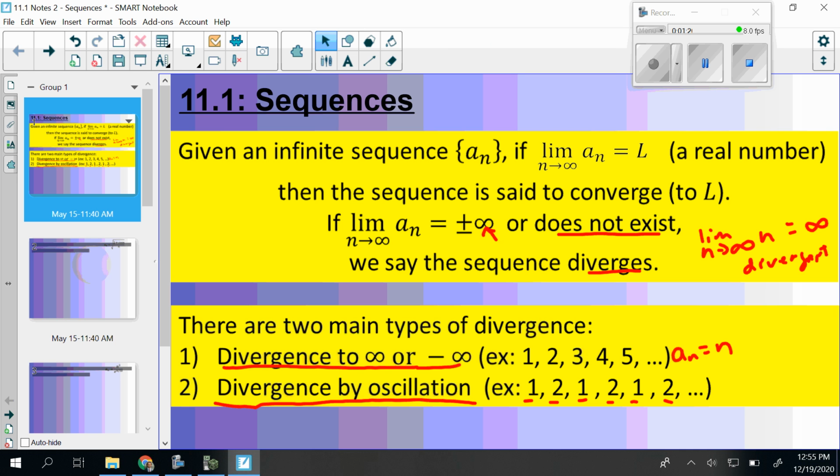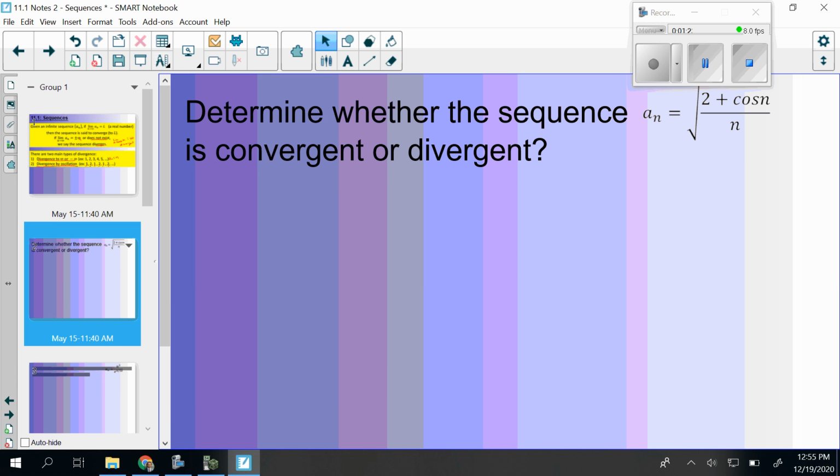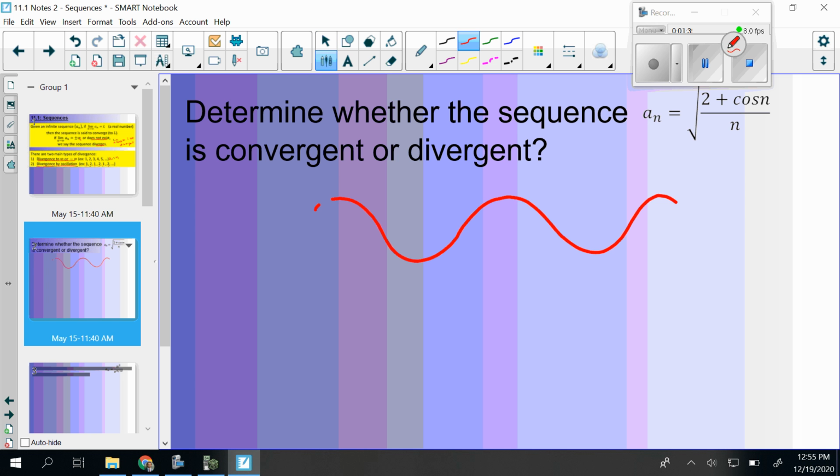All right, so let's look at some more examples. Determine whether this sequence is convergent or divergent. Well, this one has cosine in there. Recall cosine, that's one of those graphs that's going to be oscillating here. And we know that cosine always is going to oscillate between 1 and negative 1.